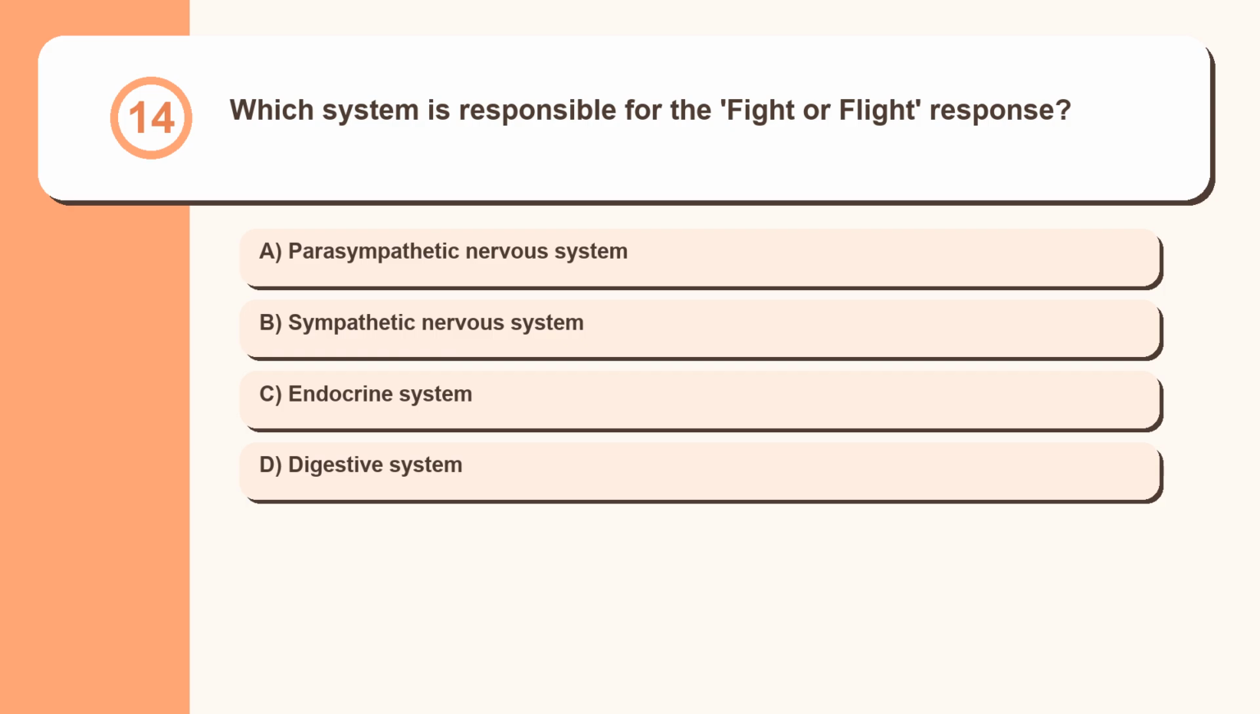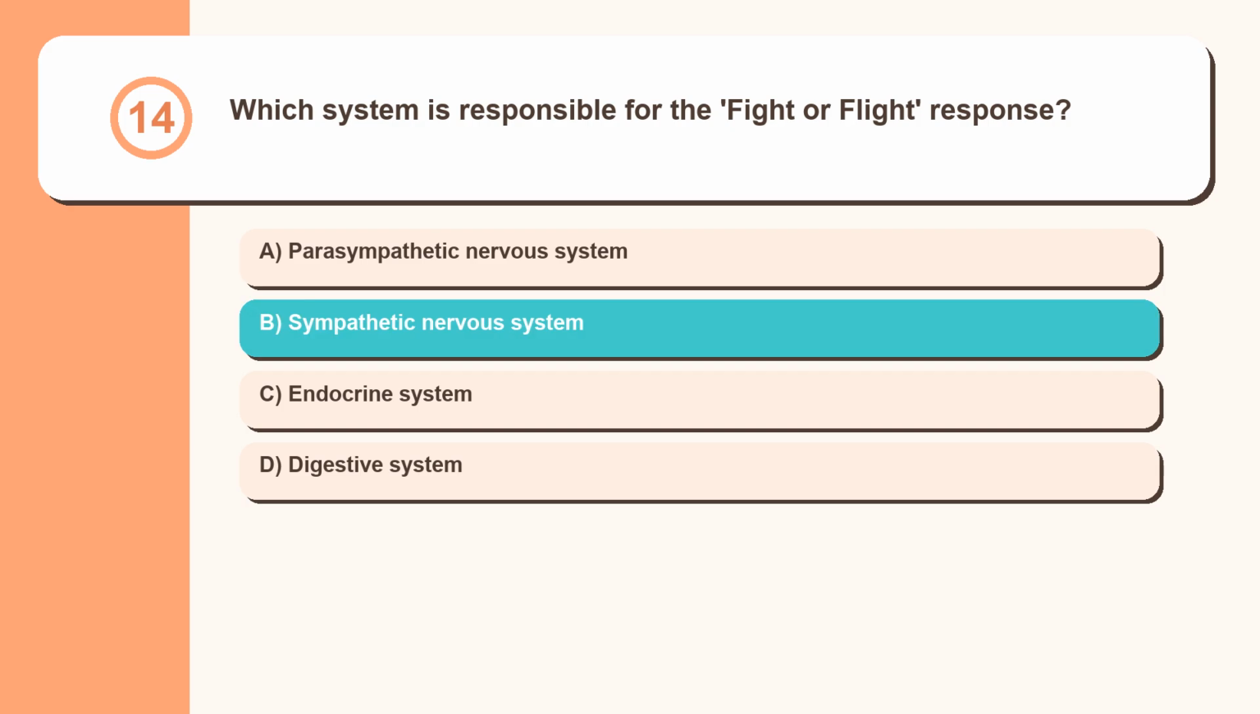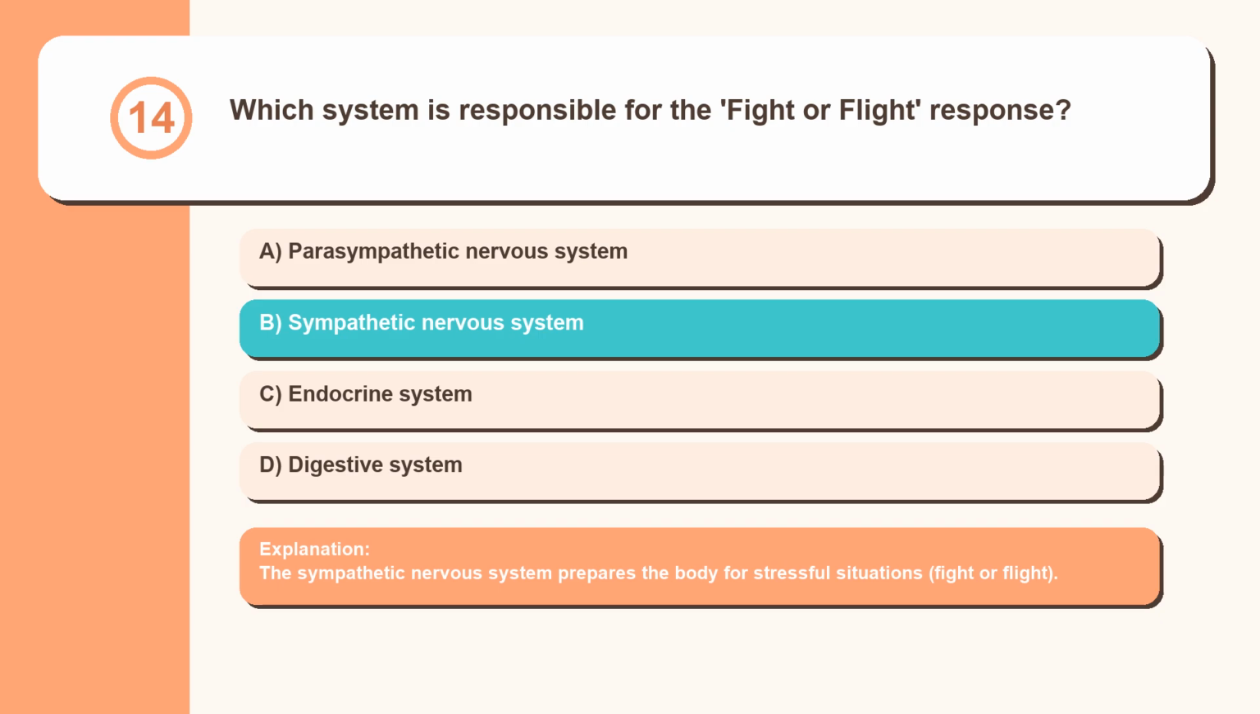Question 14. Which system is responsible for the fight or flight response? Parasympathetic nervous system, sympathetic nervous system, endocrine system, digestive system. The sympathetic nervous system prepares the body for stressful situations, fight or flight.